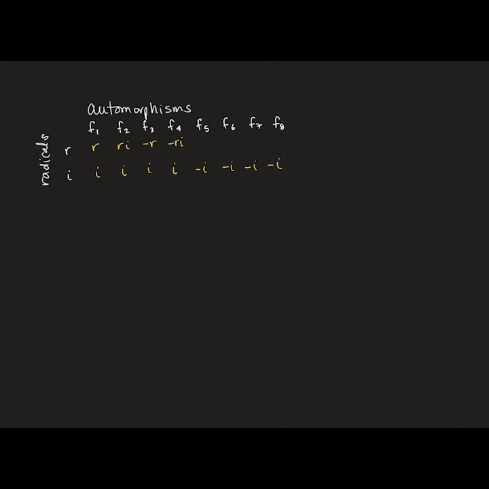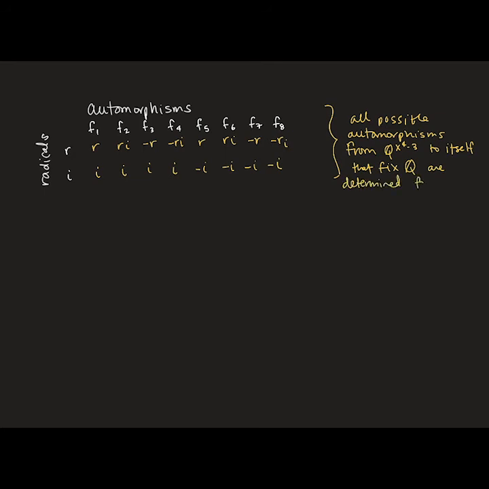Maybe by the time we get to F4, we think, oh, okay, we're going to send R to negative Ri, but I is still going to go to itself. And F6 sends R to Ri and I to negative I. These are all the possible ways that we can mix and match our places that we can send R and I in a table. And so this completely describes for us what these 8 automorphisms look like.